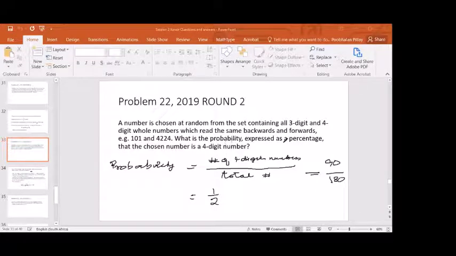But the probability, see again, is expressed as a percentage. You must read the question. And if you write a half, you lose all the marks, although you went so far, because you have not written it as a percentage. So it's 50%. The answer is 50.